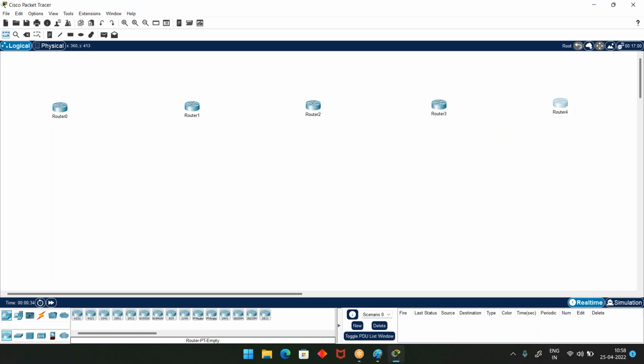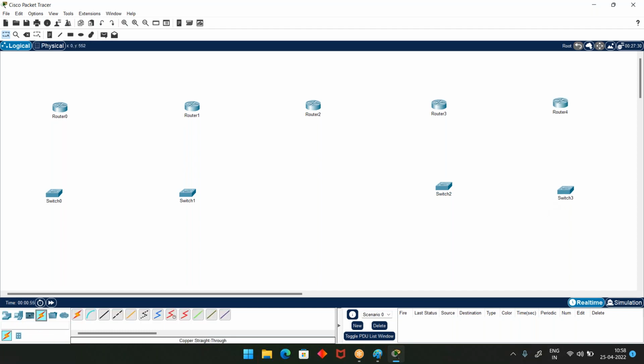So this time I can take 4 switches. Switch 1, I can use for one network here. Switch 2, switch 3, and switch 4. I can take the 4 switches here like this.